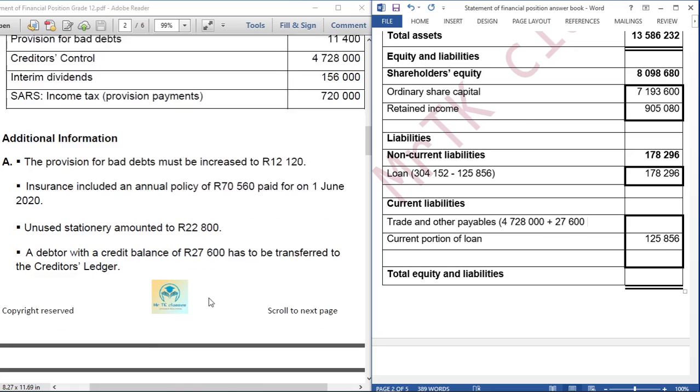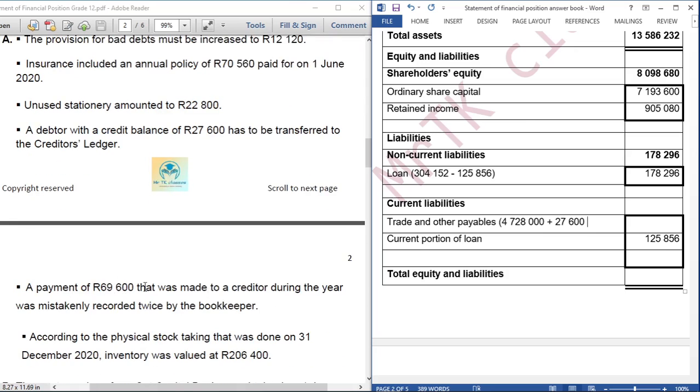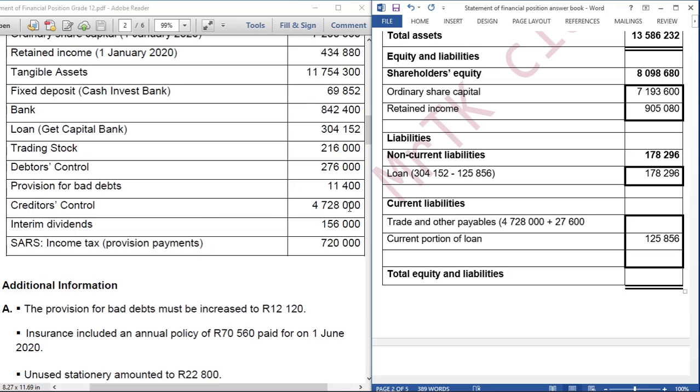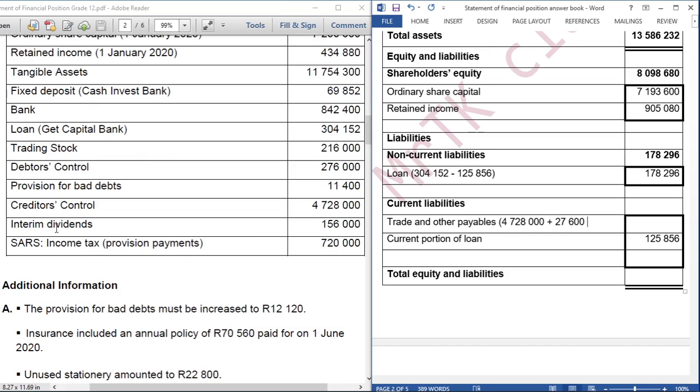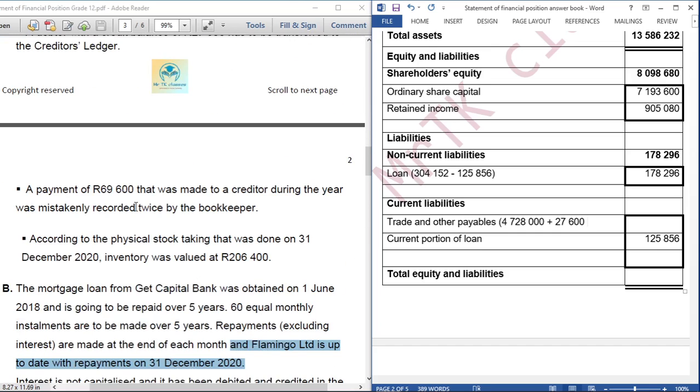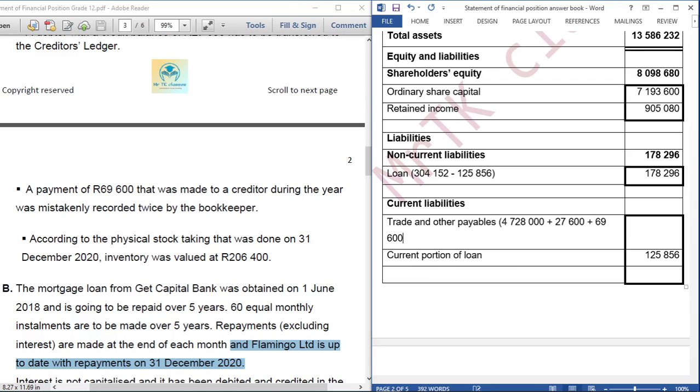What is another one? There is this one. A payment of 69,600 that was made to a creditor during the year was mistakenly recorded twice by the bookkeeper. So if a payment is recorded twice, it means that this amount was subtracted twice from our creditor's control amount, because this was a payment to a creditor. So we are supposed to add back the other amount that was not supposed to be subtracted.